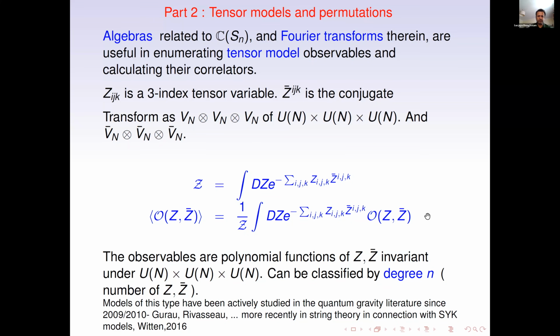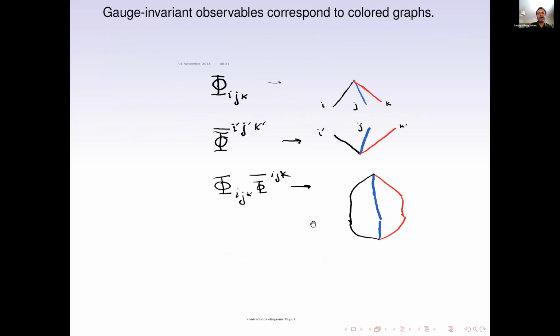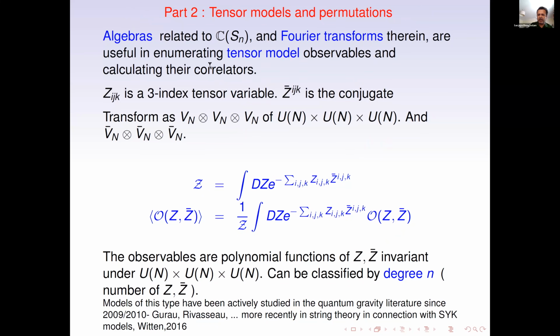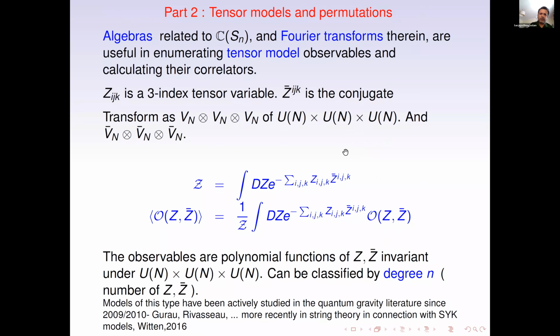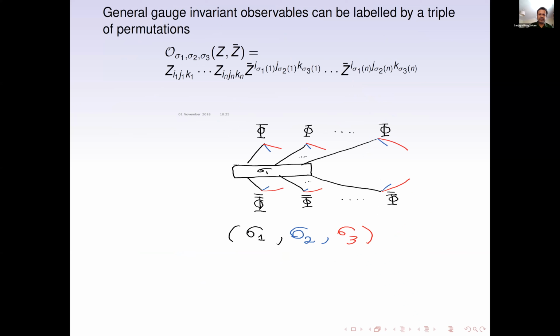So again, the first step here is to look at polynomial functions of z and z bar invariant under U(n) cross U(n) cross U(n), where we think of z as transforming in the fundamental of U(n) cross U(n) cross U(n). So now the gauge invariant observables again are built by basically contracting indices. So this is z and z bar. Now we build the general observables by taking some number n of z's and n of z bars.